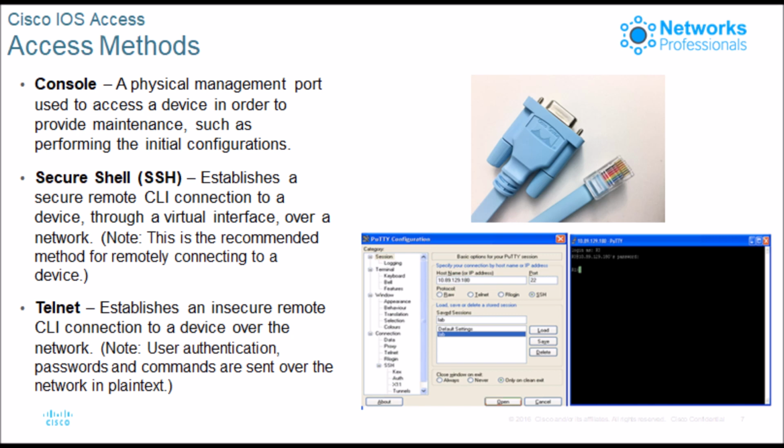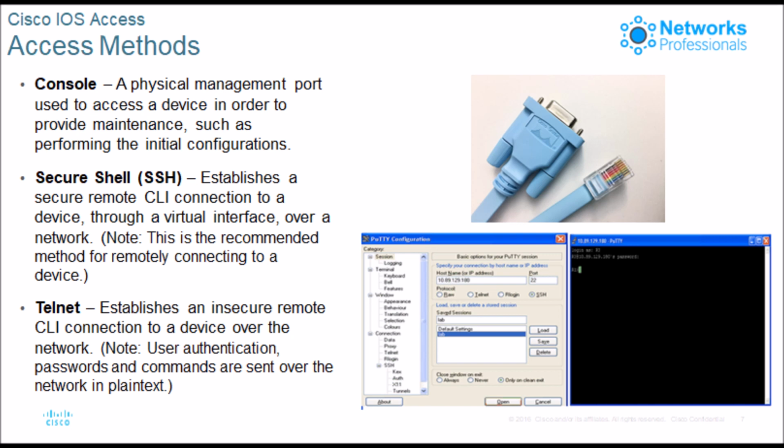SSH access. SSH is an in-band and recommended method for remotely establishing a secure CLI connection through a virtual interface over a network. Unlike a console connection, an SSH connection requires active networking services on the device, including an active interface configured with an address. Most versions of Cisco IOS include an SSH server and an SSH client that can be used to establish SSH sessions with other devices.